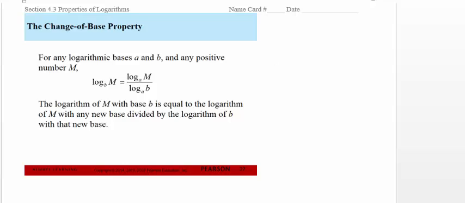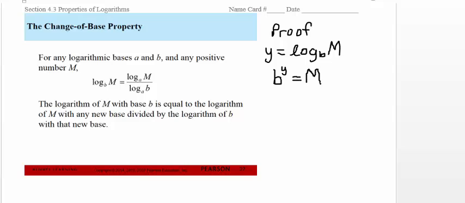So let's look at, where does this come from, you may wonder. Let's look at a proof of this property. Well, we're going to start by calling the base b log of m y. That allows us to write the equivalent exponential equation b to the y equals m.